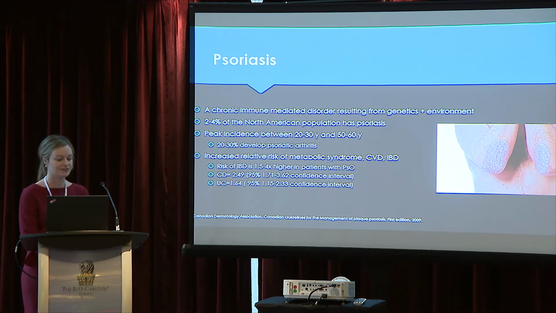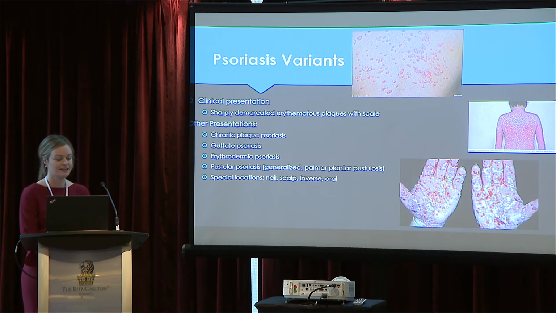So these well-demarcated, silvery scale thick plaques, usually on the extensors, the elbows, the knees, back of the scalp. But there's also many other different presentations. You might be surprised to know, but all these pictures do represent different variants of psoriasis.